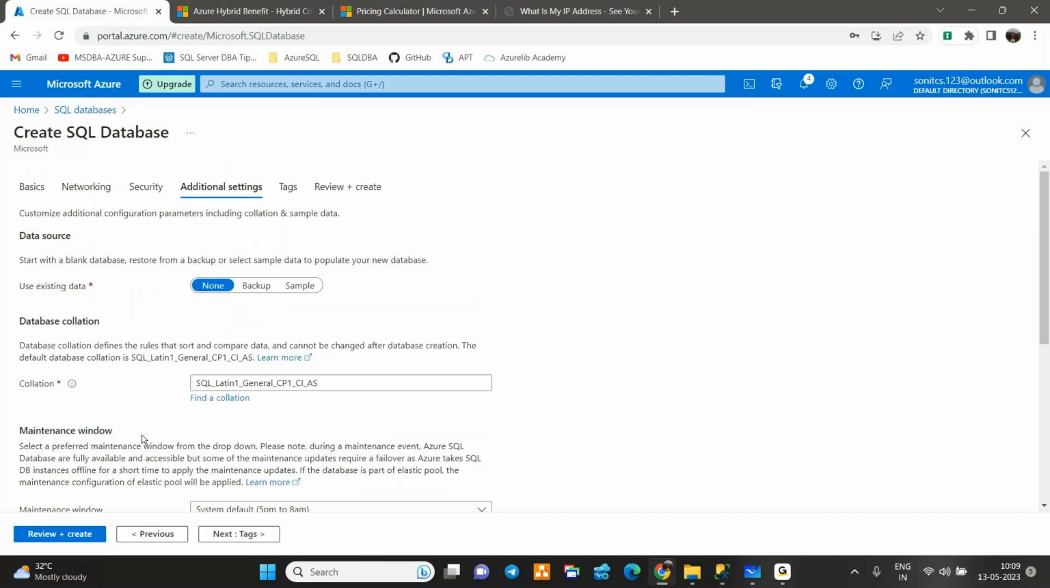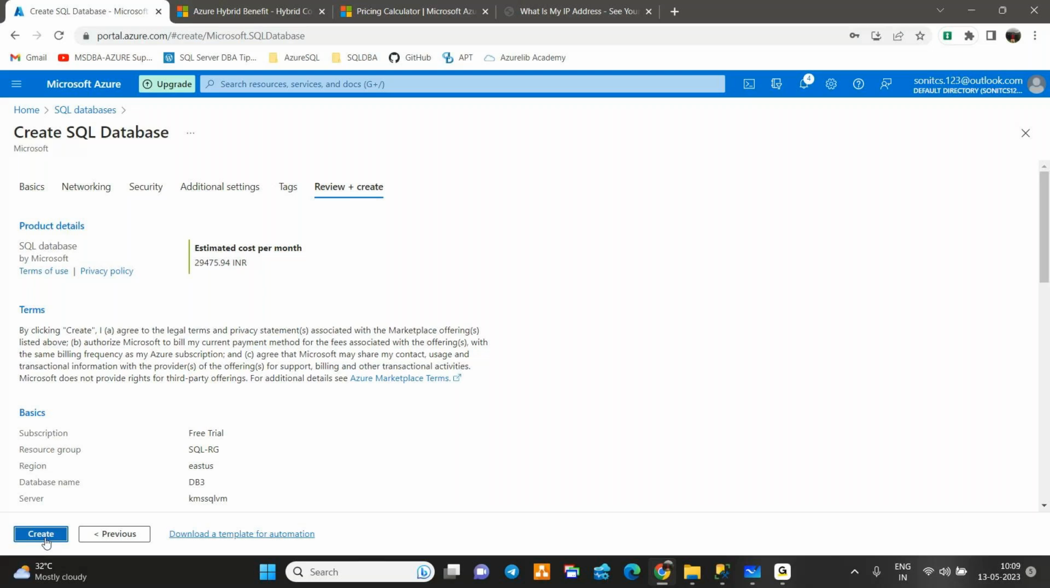So what is the major thing you need to look into? Whenever you are going for general purpose, there are two things. One is provisioned, one is serverless. Under provisioned, your CPU and memory will be pre-allocated to your database. No one else can access it.